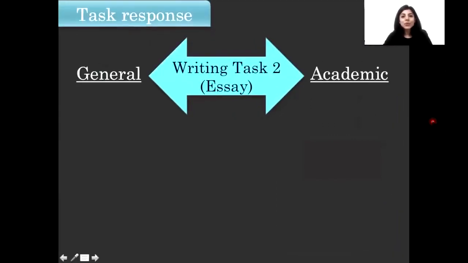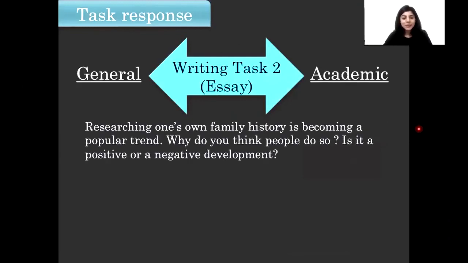Writing task 2 is an essay in both the general and academic tests. The task response is evaluated keeping in mind whether you have responded to all the parts of the topic. For example, your topic is: researching one's own family history is becoming a popular trend. Why do you think people do so? Is it a positive or a negative development?